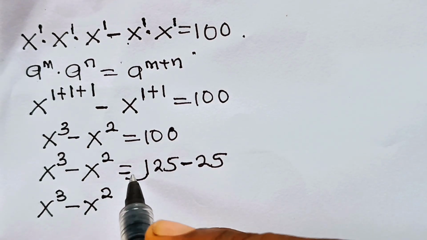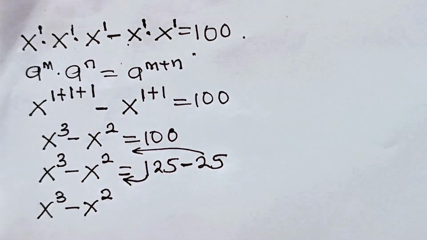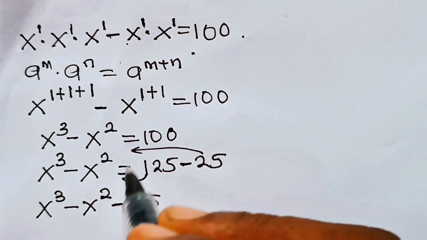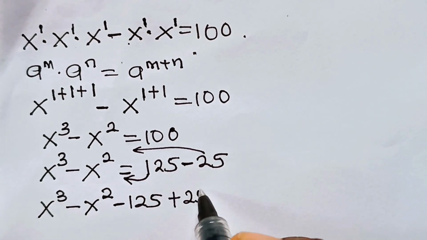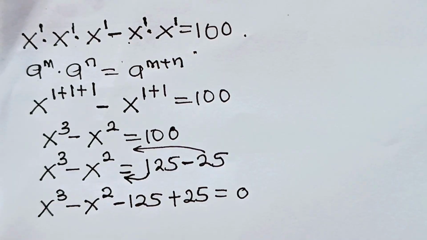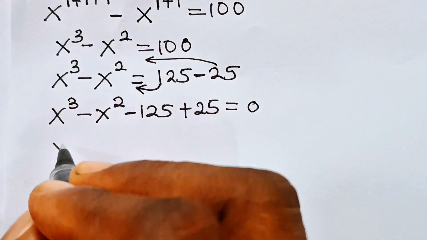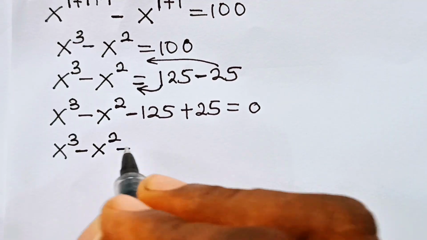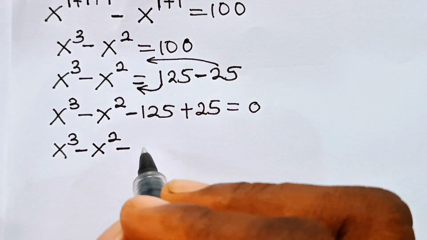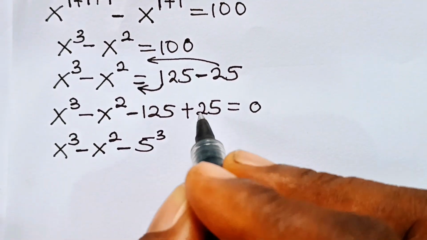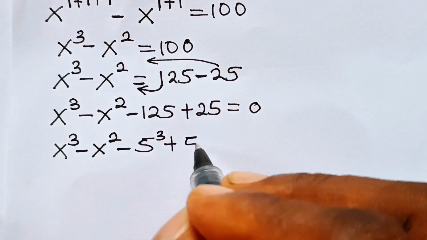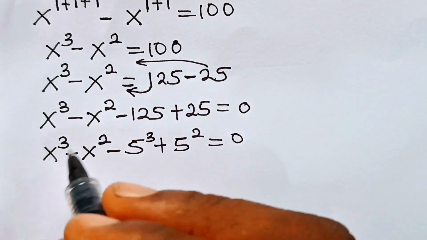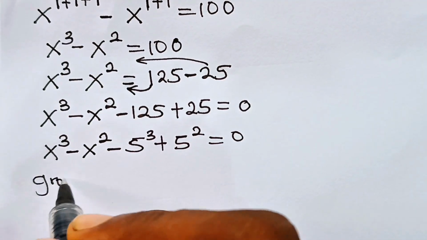Let's bring this to this side and this to that side again. So we have minus 125. Then minus this will cross become plus 25 is equal to 0. So we have x to the power of 3 minus x to the power of 2 minus, now 125 is 5 to the power of 3 and 25 is 5 to the power of 2 is equal to 0. So let us collect like terms or group like terms.